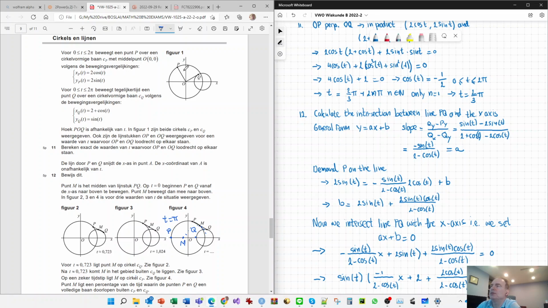There's a line between P and Q, obviously. So there will be something like this. And they say it will intersect the x-axis in a point A. And then they say that no matter what t is, this line will always cross in the same point A. That's interesting.